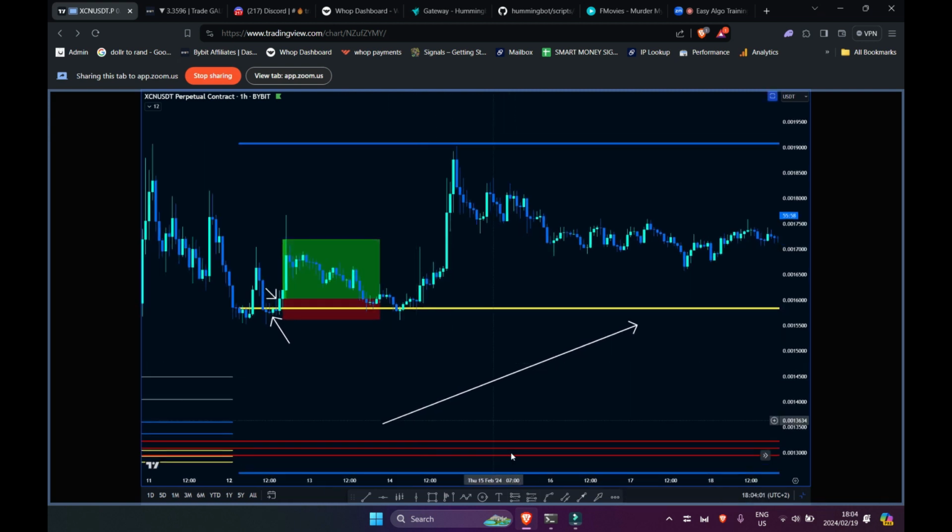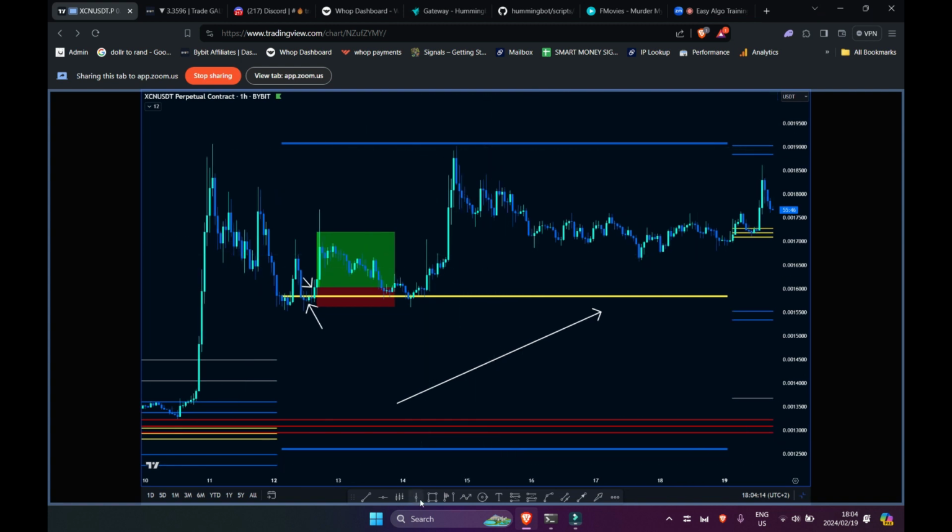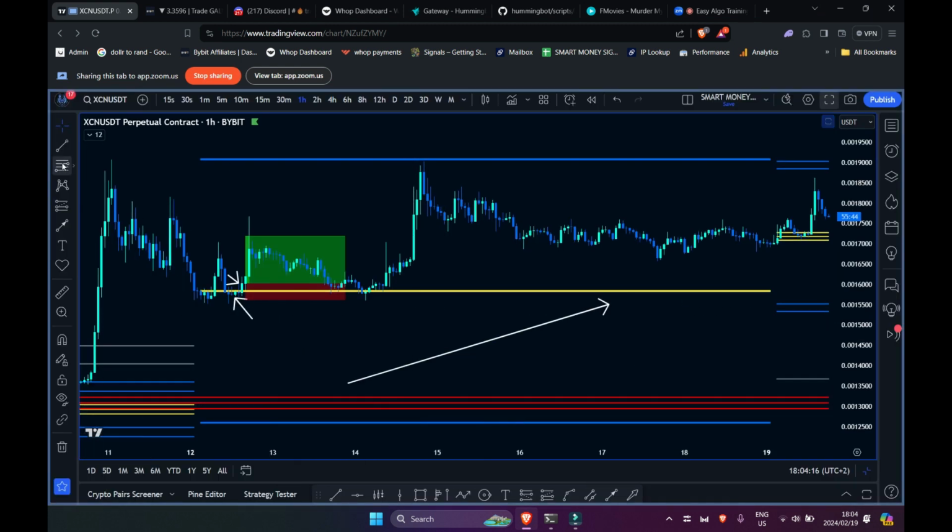But notice, guys, also notice on this example, look how much space there is between the pivot and the resistance. This is extremely high. In these areas, I wouldn't have targeted the top of the pivot. I would have targeted the 50 or 60% region.